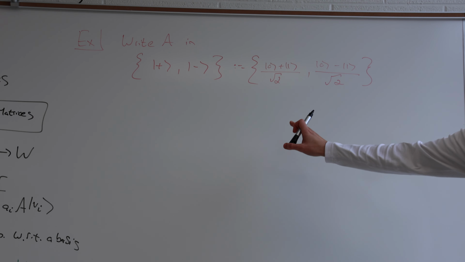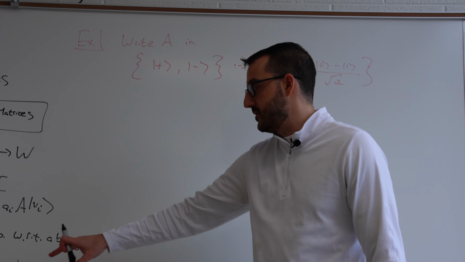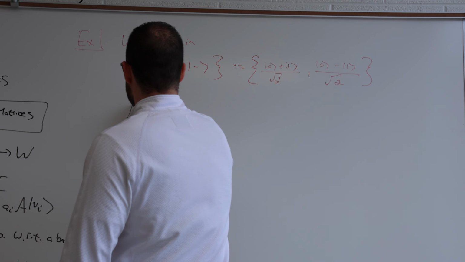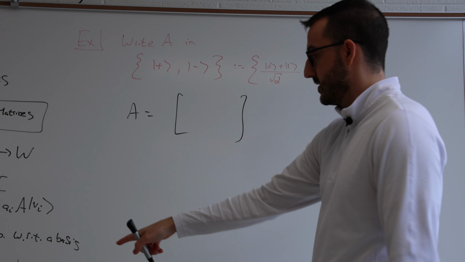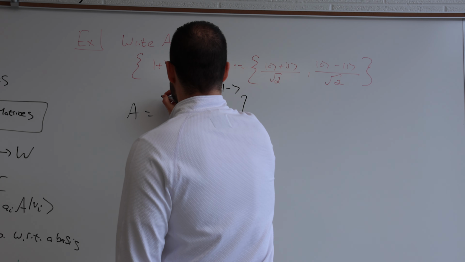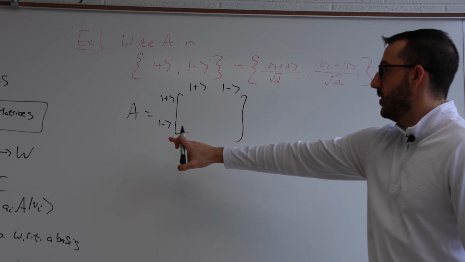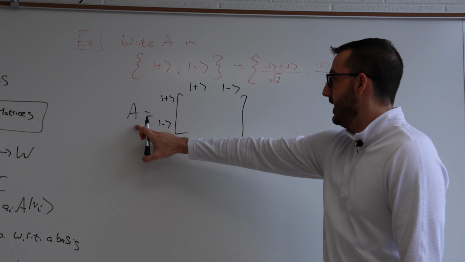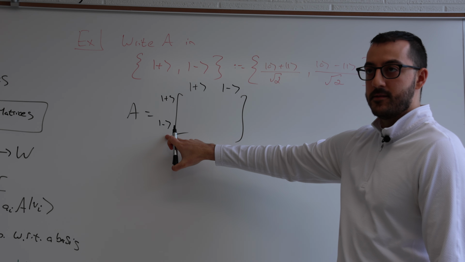All right, so let's see how this goes. I'm going to use the same type of notation. I want A as a matrix, just in this other basis. Let me remind myself what basis we're working in. So I'll put, again, plus minus at the top, and plus minus on the left. To get the first column, I just need to know what A does to the plus state, and then write that in terms of the plus minus vectors.